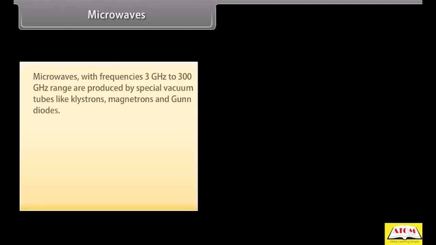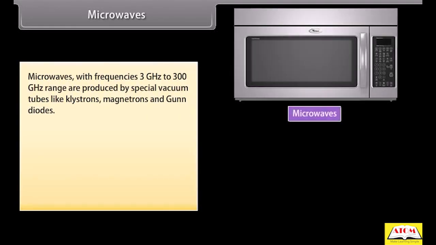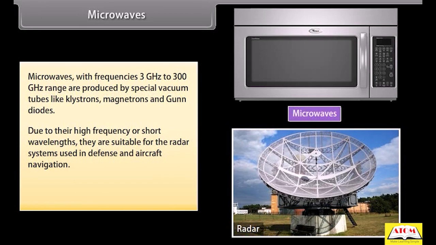Microwaves. Microwaves with frequencies in the 3 GHz to 300 GHz range are produced by special vacuum tubes like klystrons, magnetrons, and gun diodes. Due to their high frequency or short wavelengths, they are suitable for the radar systems used in defense and aircraft navigation. Microwave ovens are a domestic application of microwaves.